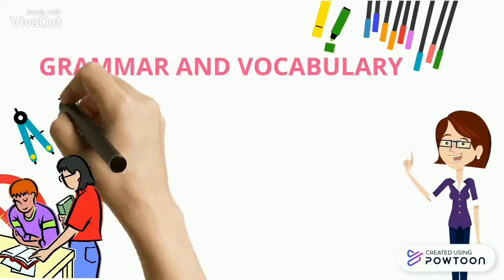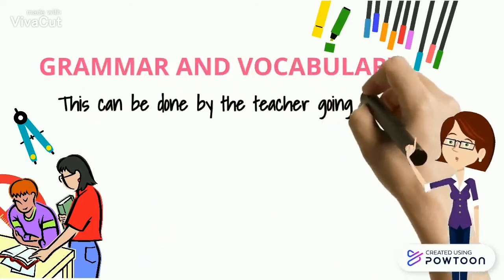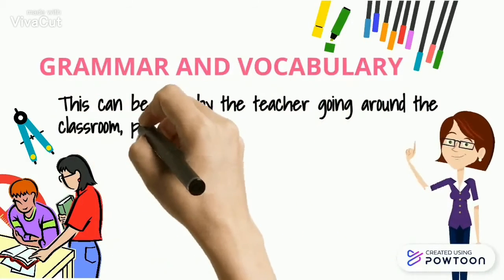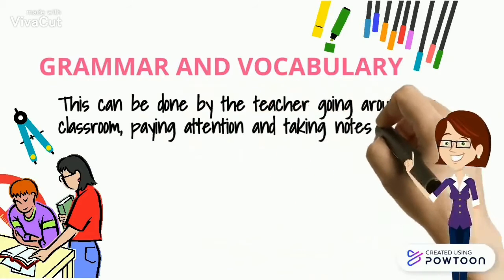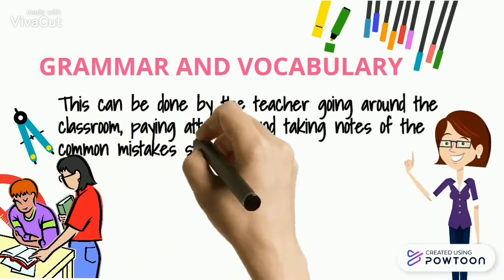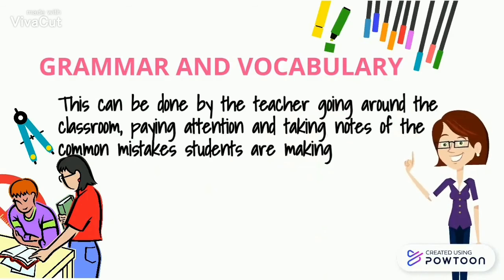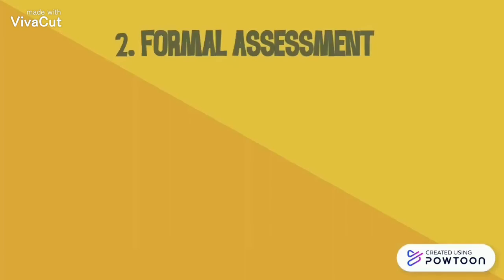Grammar and vocabulary. This can be done by the teacher going around the classroom, paying attention and taking notes of the common mistakes students are making, in order to work with them later on. Another example is making class quizzes and giving students extra points or prizes.